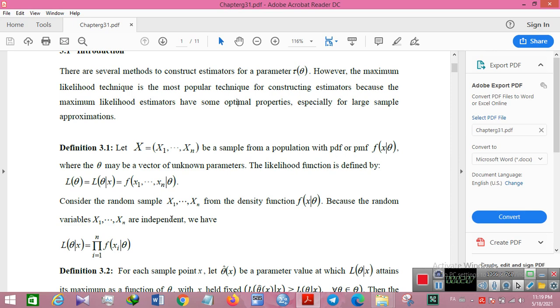So if x1 to xn is a random sample, then they are independent of each other. Therefore the likelihood function is equal to the product of f(xi).